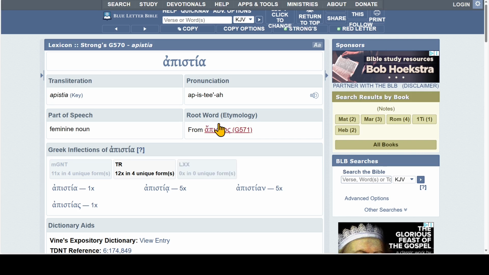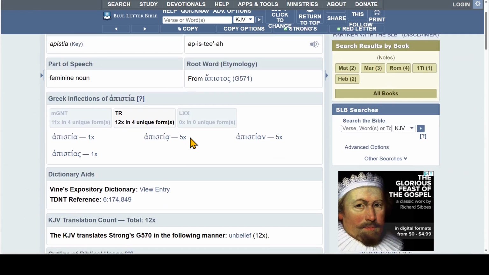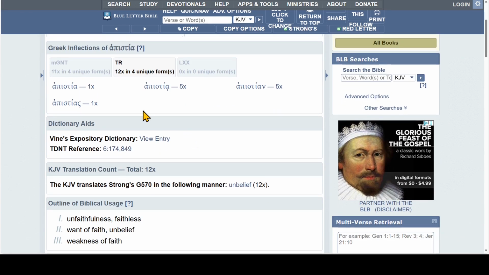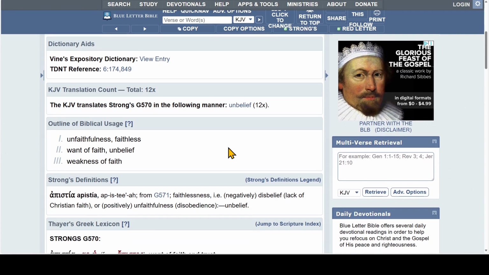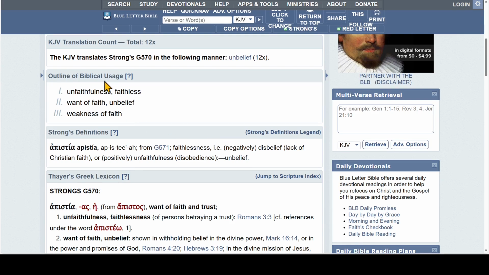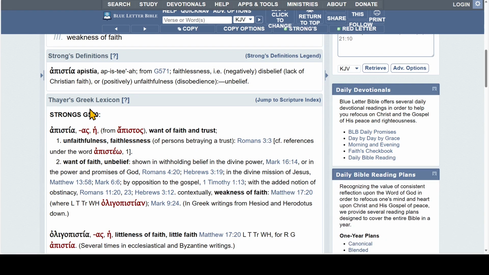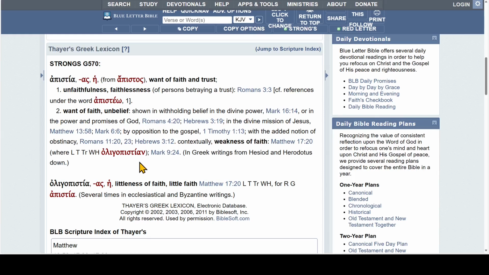So now we see the root word. We see how it's translated in different verses. We see the part of speech, and then we're going to scroll down to the outline for biblical usage here. The Strong's definition is right here, and we're going to look at the Thayer's Greek lexicon. Now, a lexicon is a very special Bible dictionary, and it helps you to really understand the original Greek or Hebrew meaning of a word from the Bible.